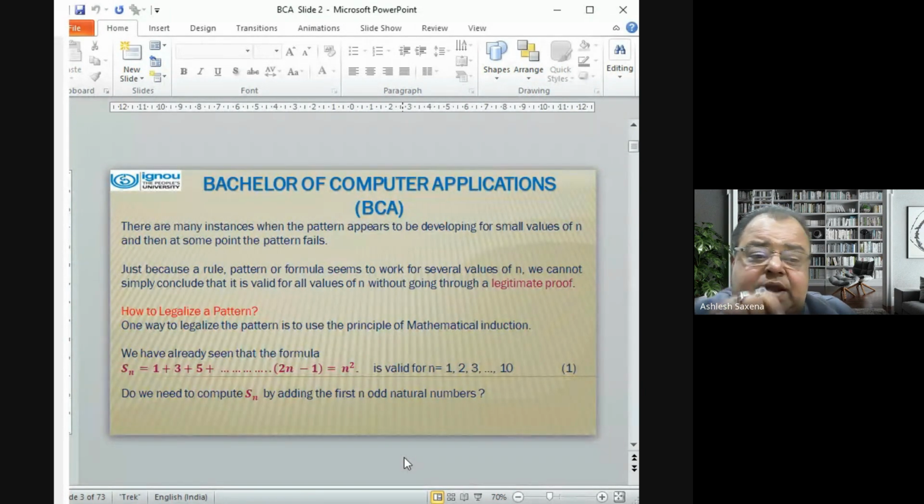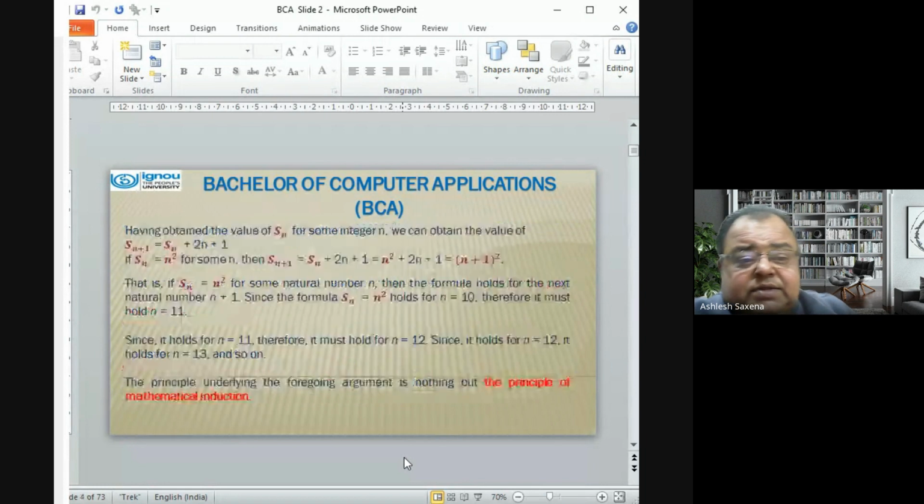We have already seen the formula Sn is equal to 1 plus 3 plus 5 till 2n minus 1, and the sum of these numbers is n squared, which is valid for 1, 2, 3 till 10. Do we need to compute Sn by adding the first n odd natural numbers? There is basically a method, and we will be talking about that method a little bit later.